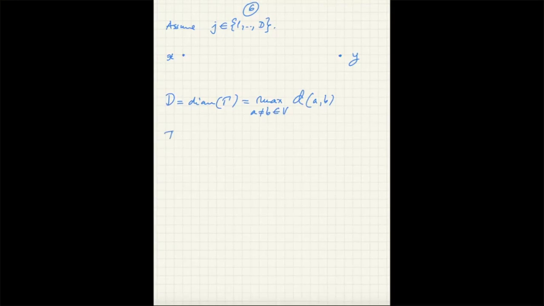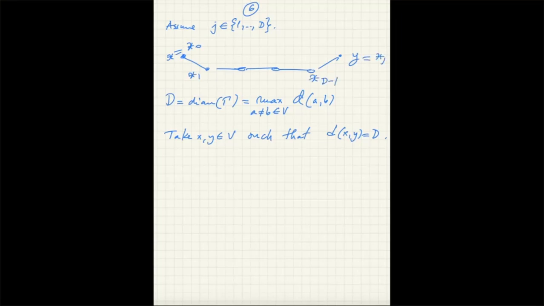Okay. So now take X and Y in V such that the distance between X and Y is the diameter. Let's call X, X0, then you have X1, ..., X(D-1), and Y is XD, and consider an XY path X0, X1, ..., X(D-1), XD, so X0 is X, XD is Y, of length D.